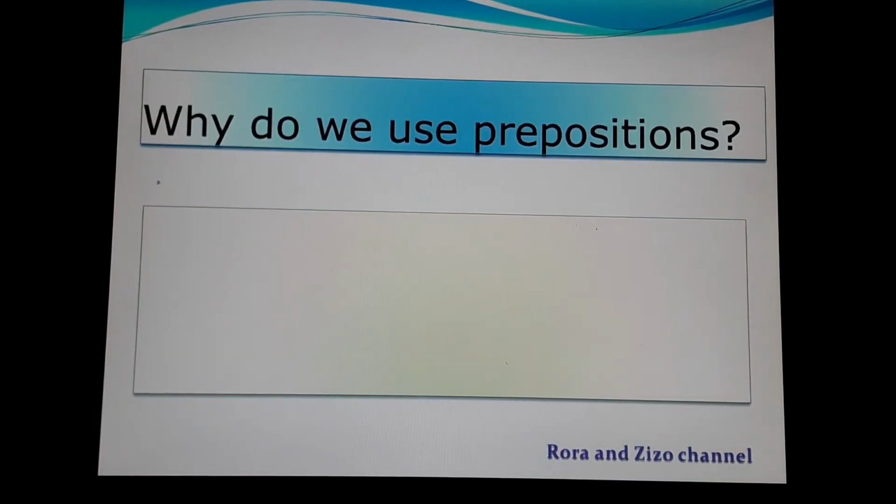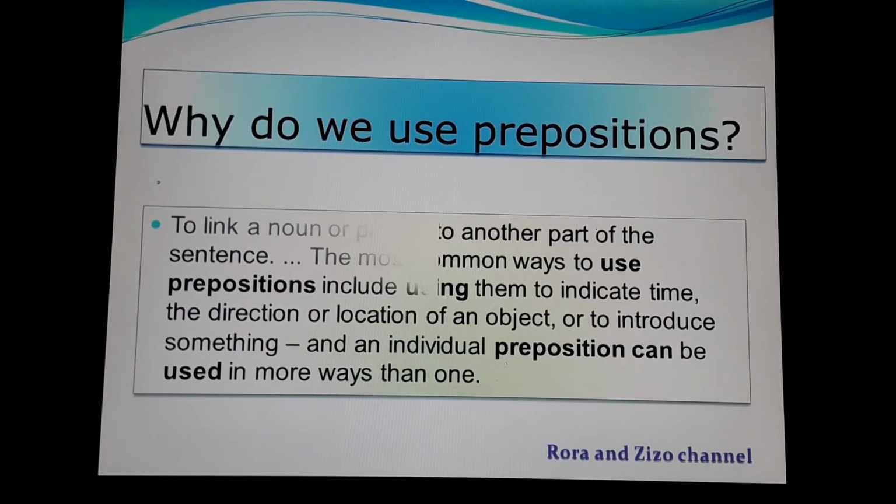Why do we use prepositions? To link a noun or phrase to another part of the sentence. The most common ways to use prepositions include using them to indicate time, the direction, or location of an object, or to introduce something. And an individual preposition can be used in more ways than one.